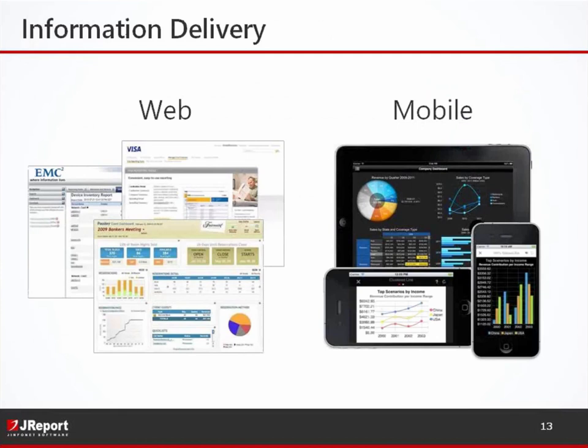All right, next I want to talk about information delivery. Now that you are able to visualize your data, how do you deliver it and get it into the hands of your end user? We offer multiple ways, but the common ones are through web and mobile. Customers prefer to use reports over the web because it's much more interactive. On the screen you can see examples of three different host applications that use JReport in embedded fashion over the web: EMC, Visa, and Passkey.